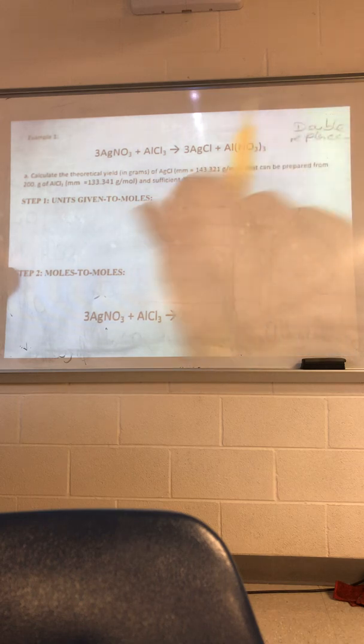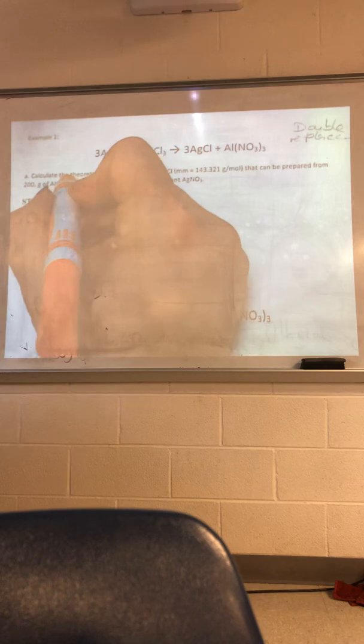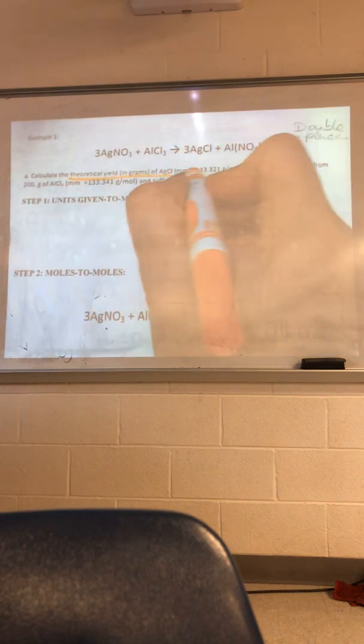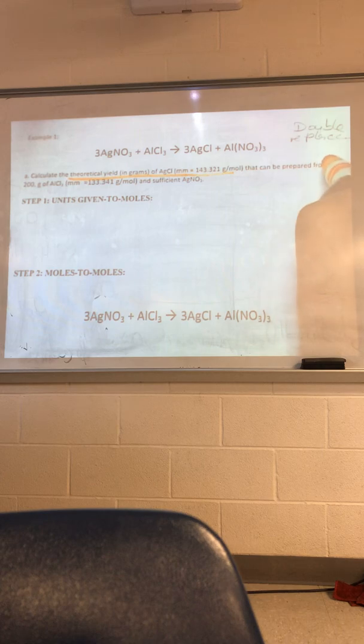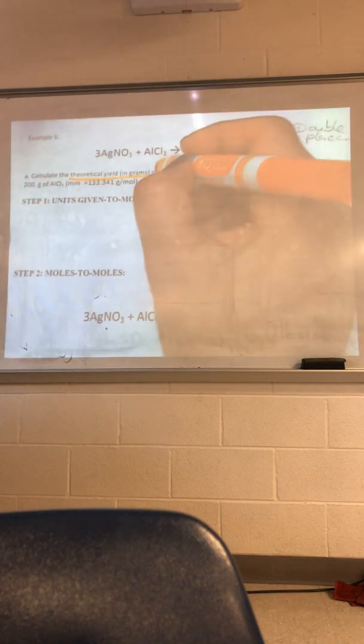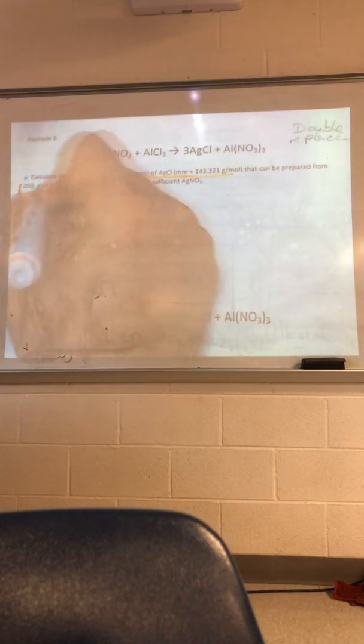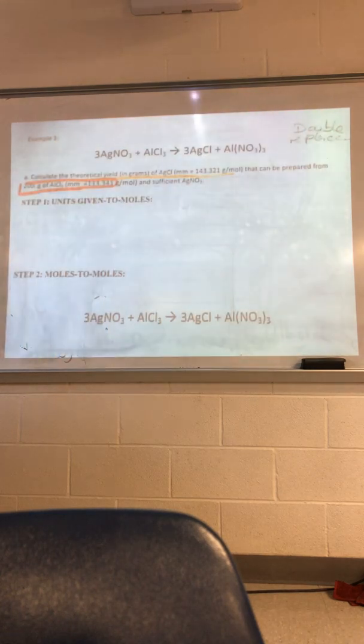Alright. So the duty here is to calculate the, what do they want us to do? Calculate the theoretical yield, right, in grams of silver chloride. Alright, we can do that. We are now experts. That can be prepared from 200 grams of aluminum chloride. So I want silver chloride, but what they're giving me is aluminum chloride, right? Alright, and I have more than sufficient silver nitrate.